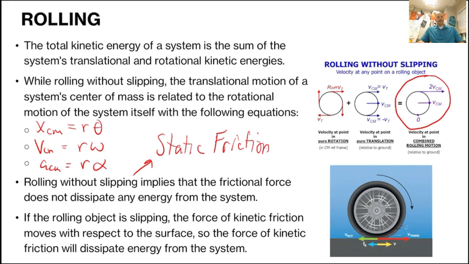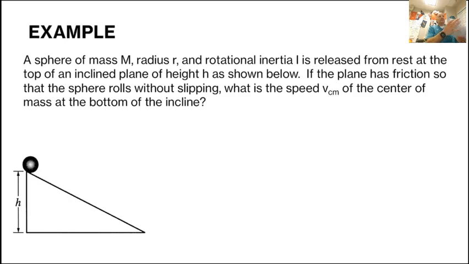All right, so let's look at an example problem. Here we have a sphere of mass m, radius r, rotational inertia I, released from rest at the top of an inclined plane of height h, shown below. If the plane has friction so that the sphere rolls without slipping, what is the speed v sub cm of the center of mass at the bottom of the incline? This is a very common question that you see in these scenarios.